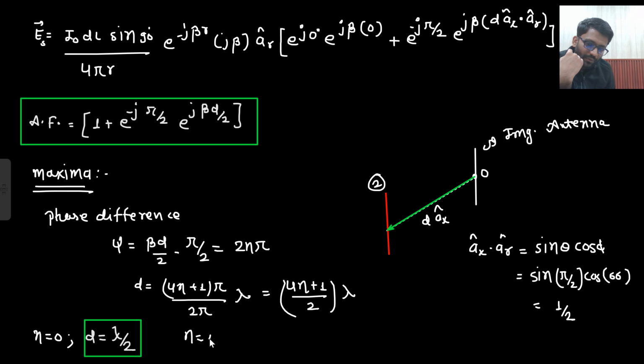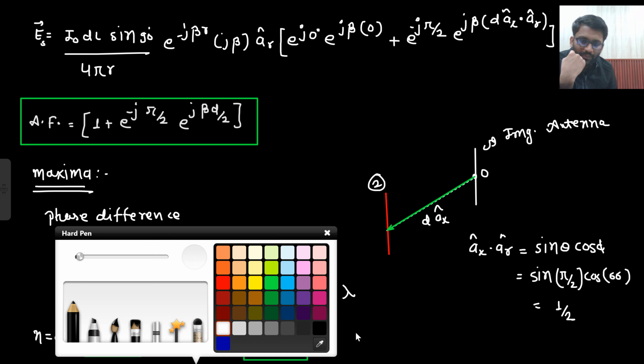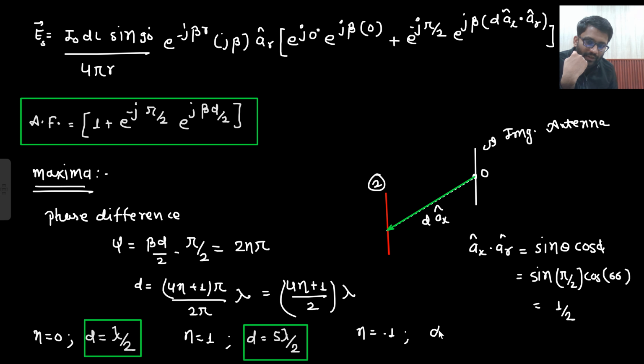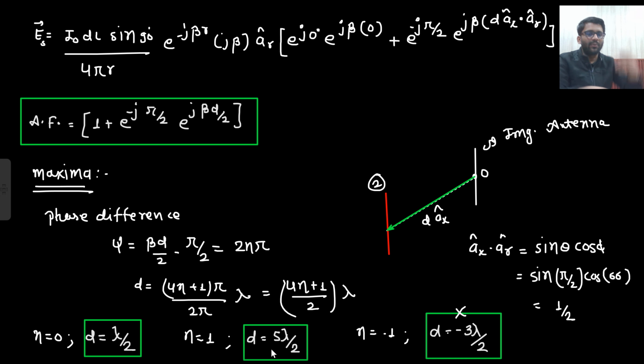You can put n equals 1 as well. So what are you getting? d equals 5 lambda by 2. This is also one of the possible answers. If I put n equals minus 1, then what are you getting? If I put n equals minus 1 here, minus 4 plus 1, so it would be minus 3 lambda by 2. So this is not possible. Here I need to put the positive value of n only, because if I put the negative, then I will be getting a negative answer. So here I will put that in a box and tell you not possible. So basically your possible answers are lambda by 2, 5 lambda by 2 and in that manner.